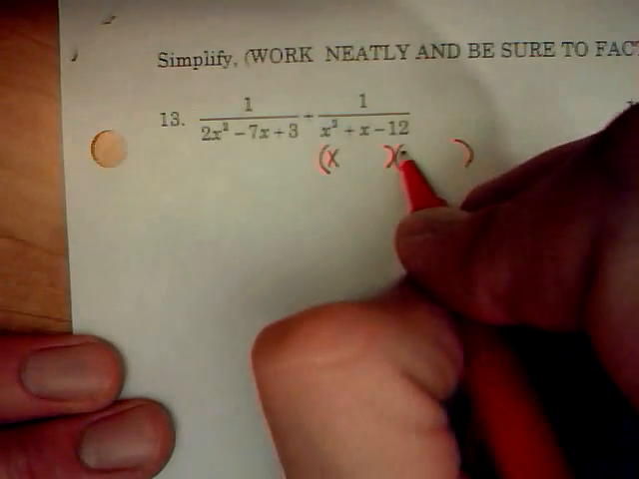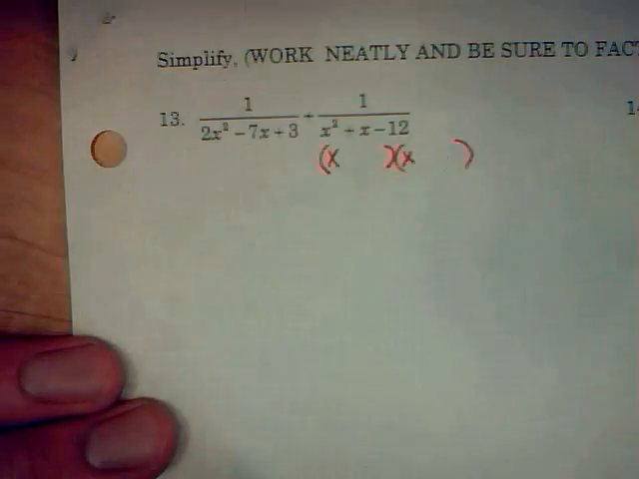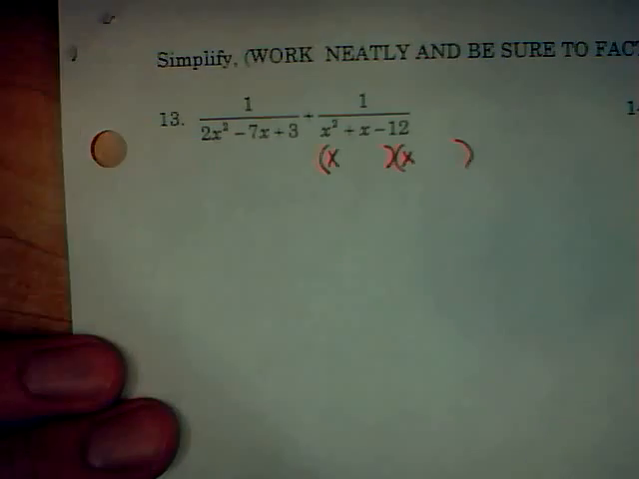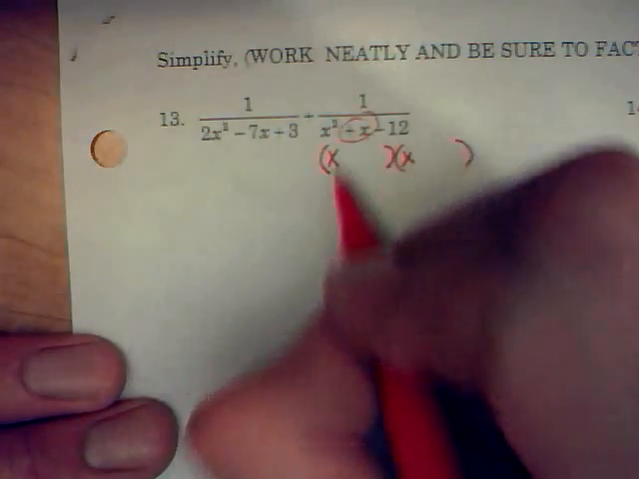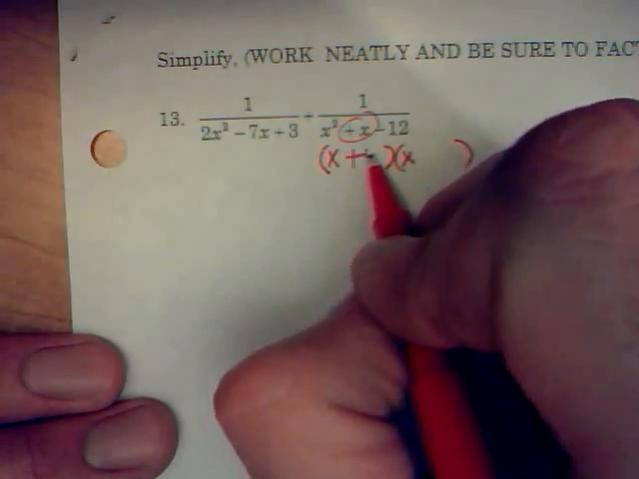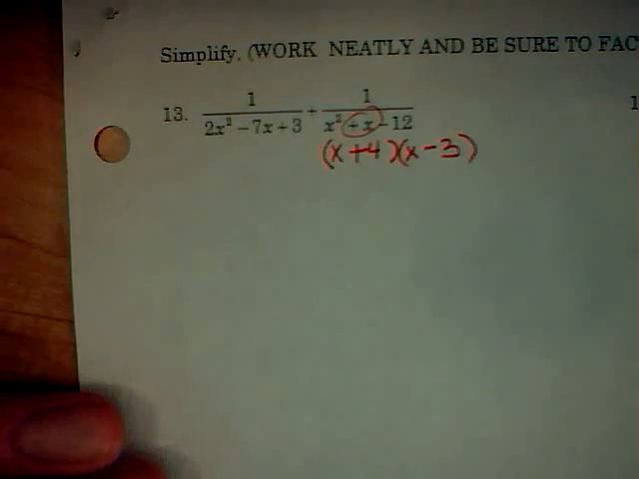Looks like we need an x in both, and then we need factors of negative 12 that get you positive 1. So we're looking for factors of 12 that are only 1 away from each other. So that would be 4 and 3. And since we end up with a positive 1, we would need a positive 4 and a negative 3. The largest number would need to be positive.